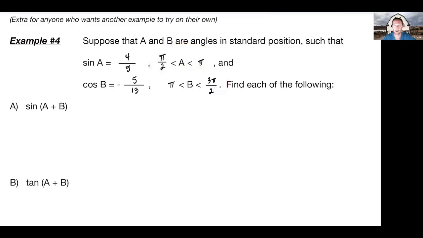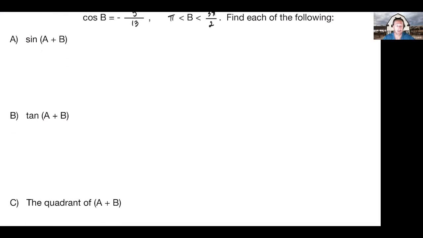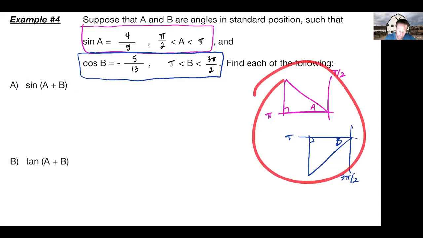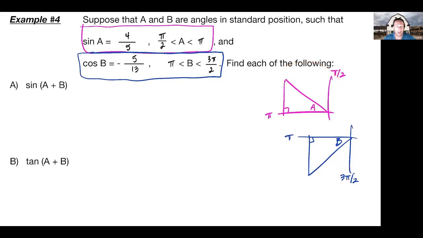All right, so I'm going to go off to the side here and go ahead and draw it. If you'd like to pause it and try this one on your own from start to finish, there is a part C. I do want to know the quadrant of it. By it, I mean A plus B again. So I always like to start by drawing it. You could also start by just rewriting the sine of A plus B, but I'm going to start here because I already know what I'm going to have to do in order to find these two things.